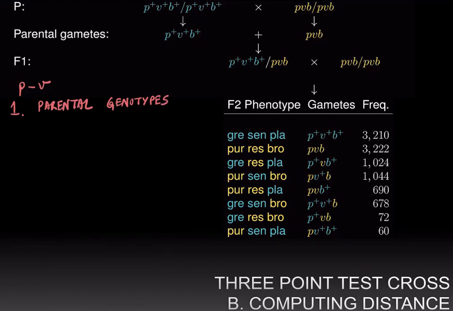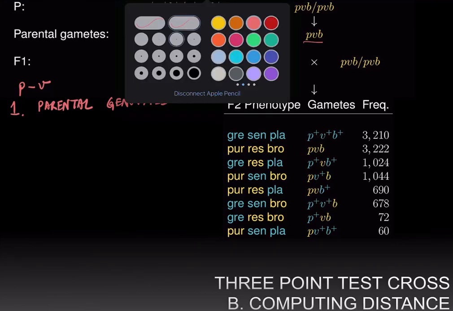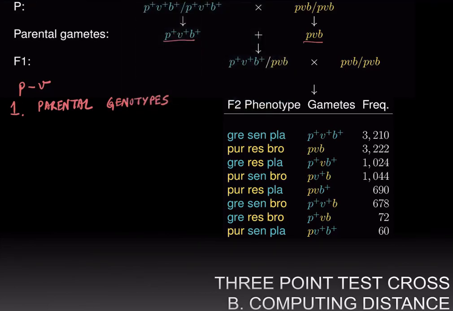And the parental genotypes we know from the gametes that the parents produced, and the parental genotypes are P plus V plus, that's one parent, and the other parent has parental genotype PV.